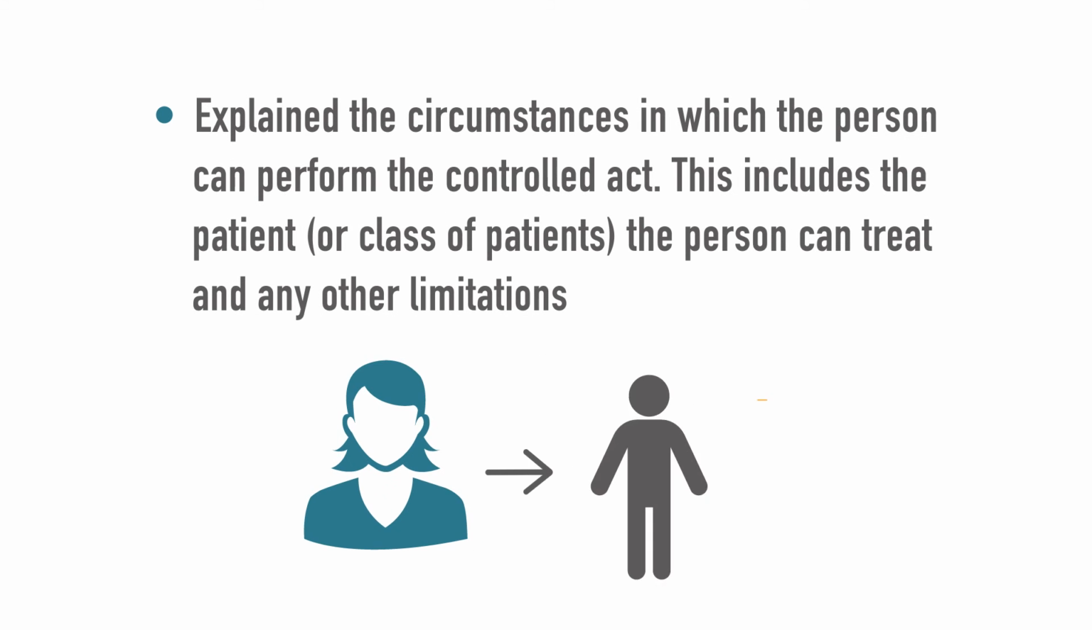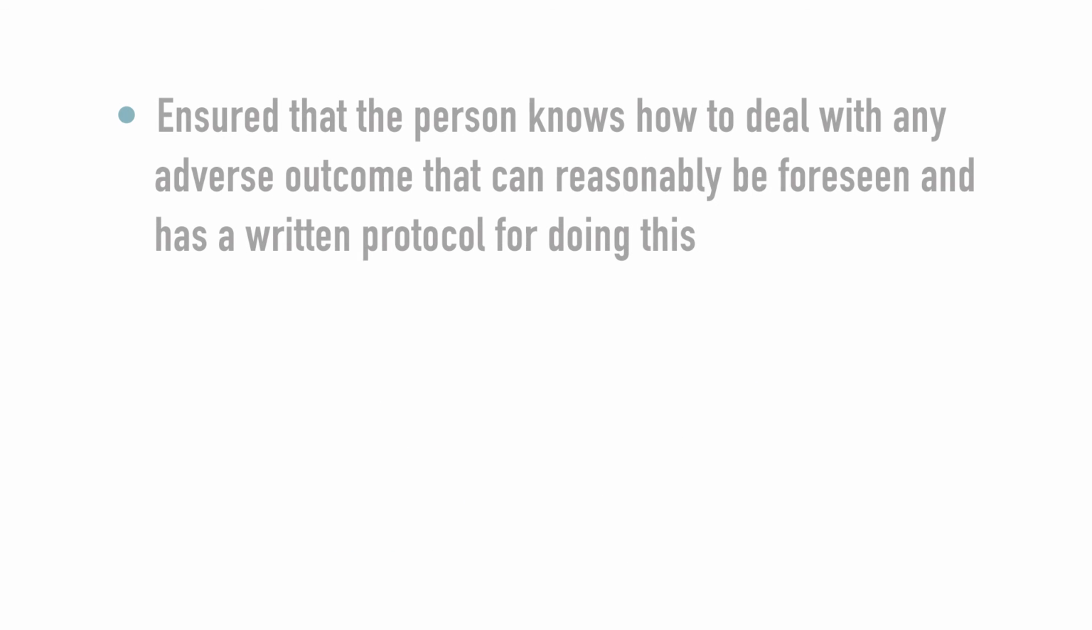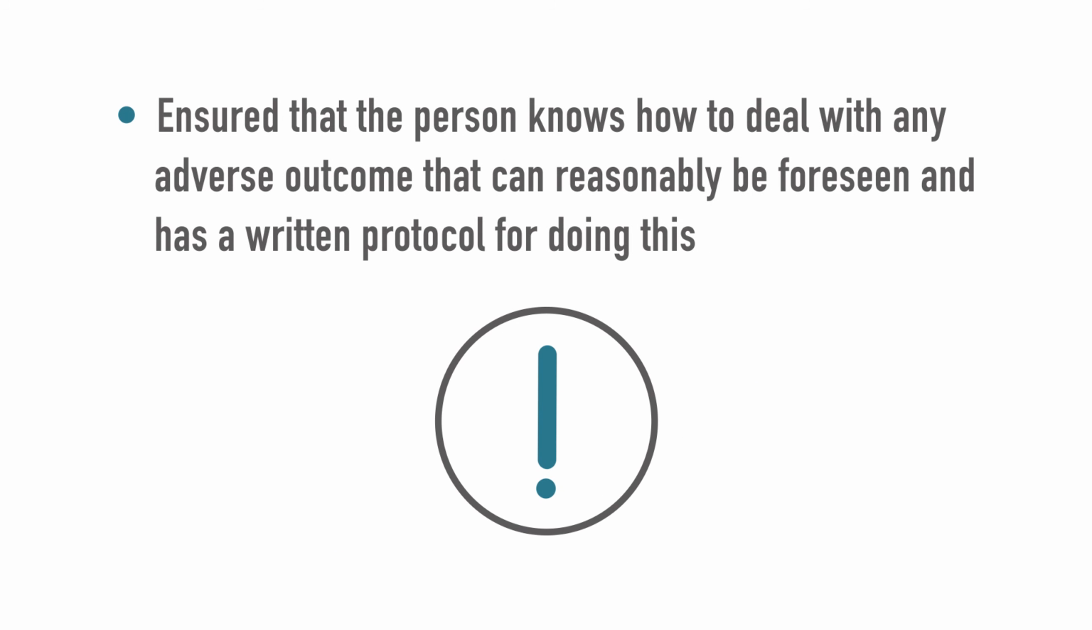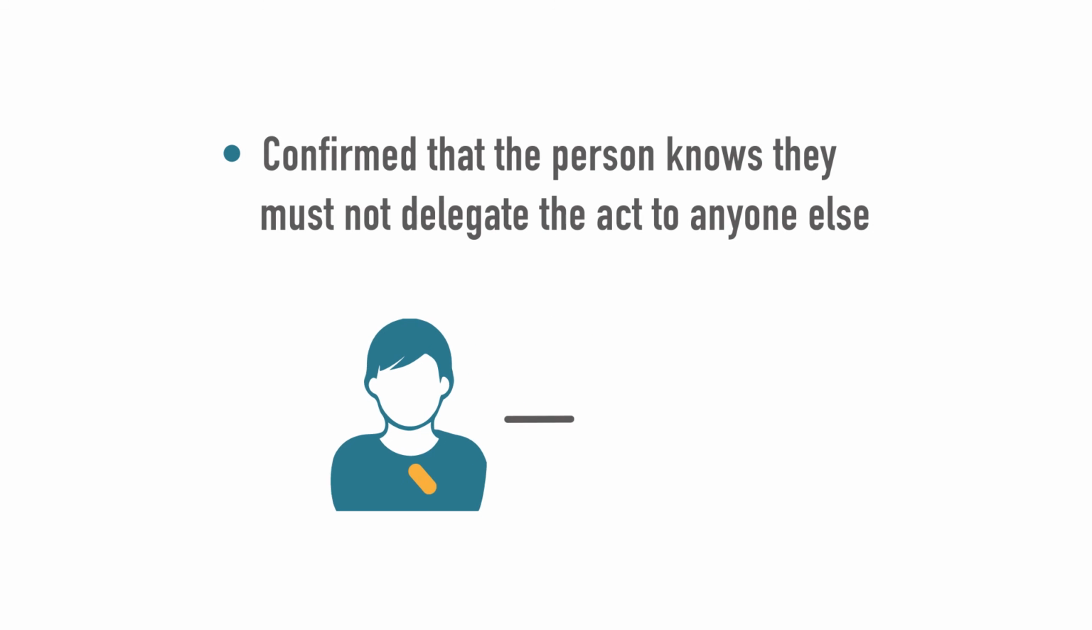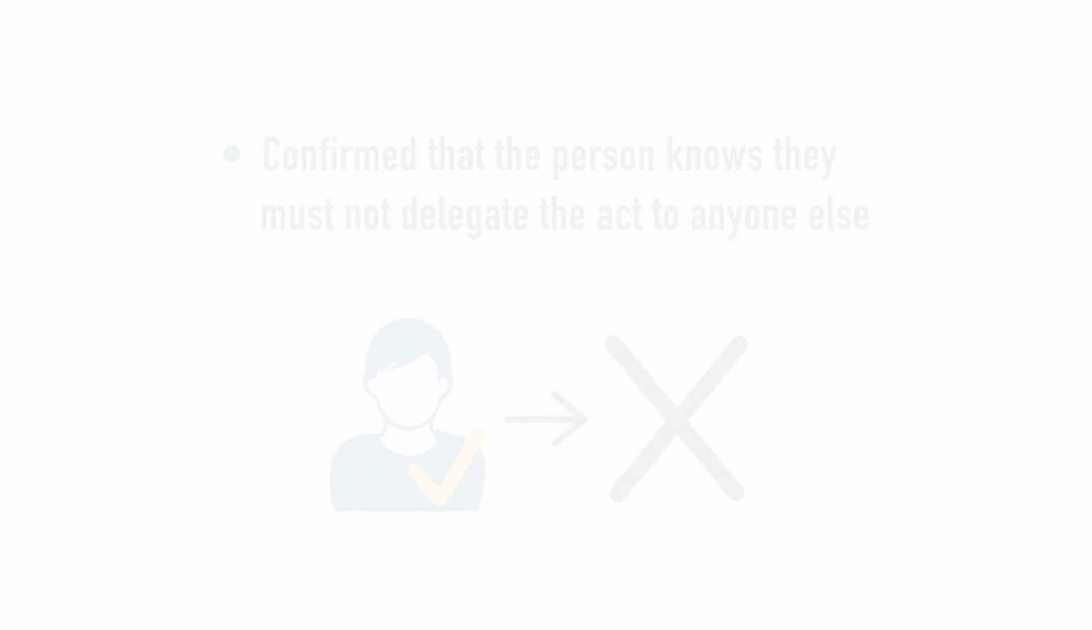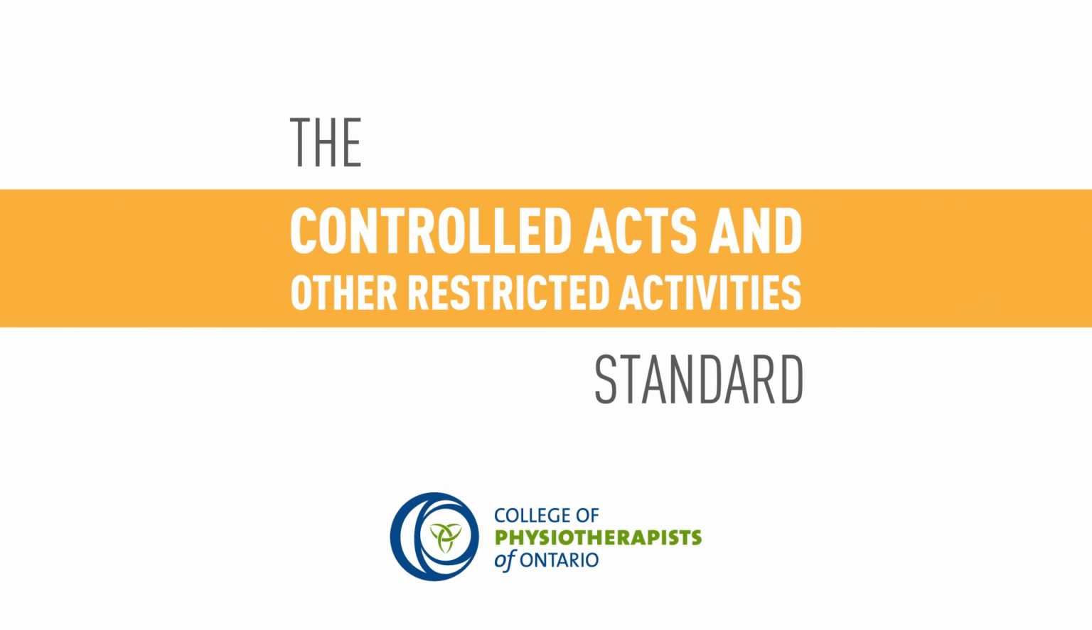Explain the circumstances in which the person can perform the controlled act. This includes the patient or class of patients the person can treat and any other limitations. Ensured that the person knows how to deal with any adverse outcome that can reasonably be foreseen and has a written protocol for doing this. And confirmed that the person knows they must not delegate the act to anyone else. And that's the Controlled Acts and Other Restricted Activities Standard.